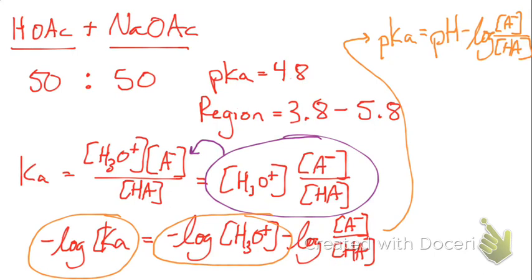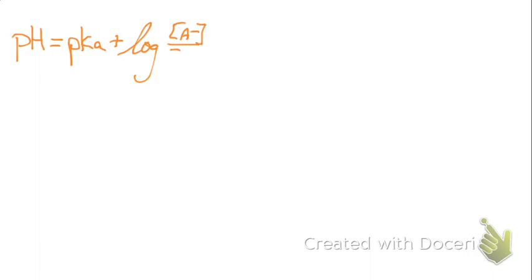And since I don't like using negatives, I'm going to move this group over to the other side. And so what we're going to get, I'm going to do this on a new slide, is pH is equal to pKa plus the log of A minus, which is the amount of conjugate base, or weak base, over HA, which is the amount of weak acid or conjugate acid.